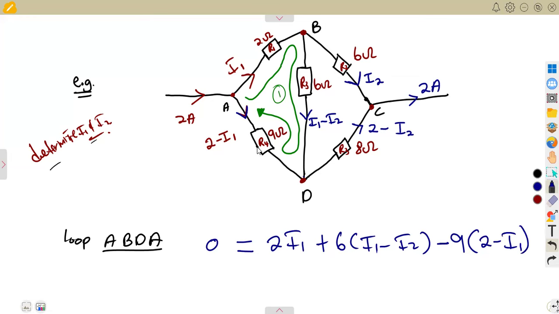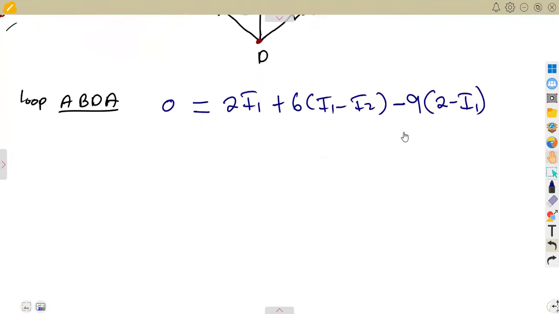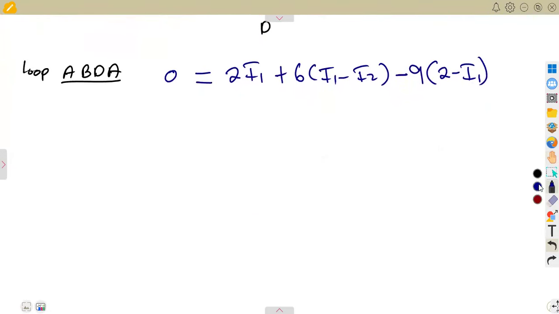Resistance is 9. The current is 2 minus I1. You're already given that. You work with the diagram that you're already given, so you formulate according to the diagram. It is opposing the way that we took the loop. If it was maintaining, it is a positive. So it depends on how you took the loop. All right, so thus we have formulated an equation.